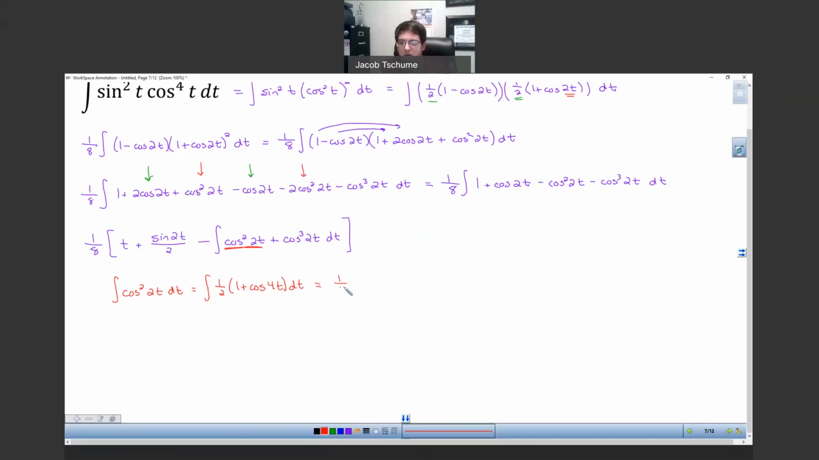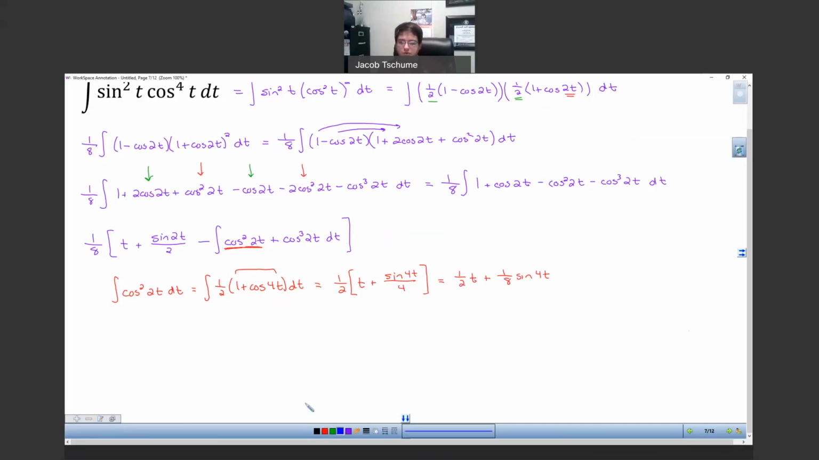I can factor that 1/2 out to the front, and then the two remaining terms, the 1 plus cosine 4t, I know how to integrate those two. 1 becomes t, and cosine 4t becomes sine of 4t over 4. And if I multiply the 1/2 through, this will be 1/2 t plus 1/8 sine of 4t. And so that's going to be the integral of just the cosine squared part.